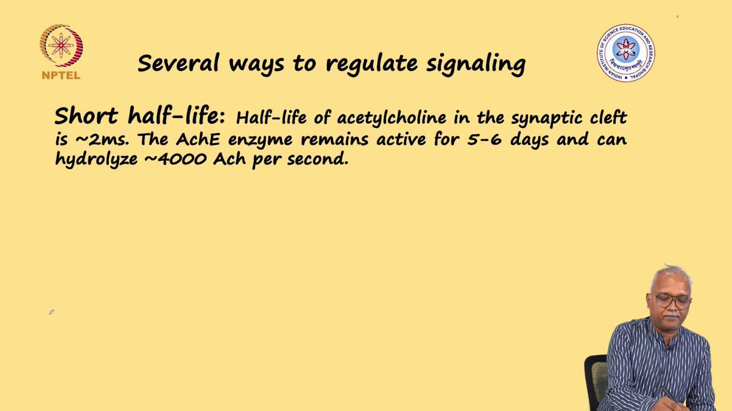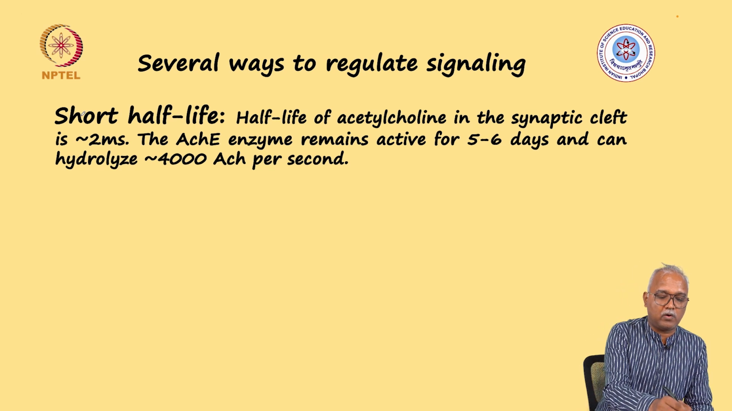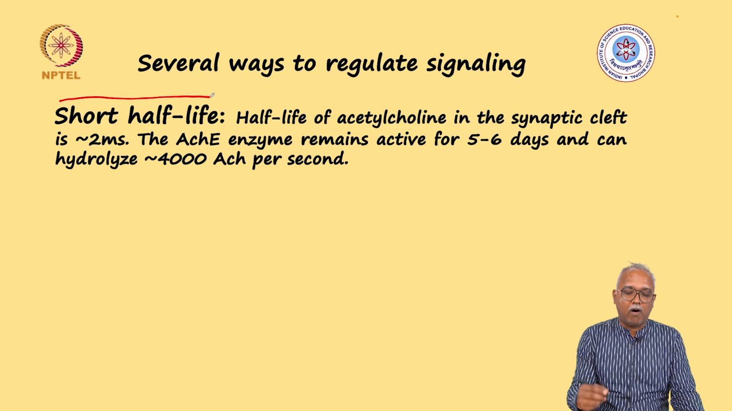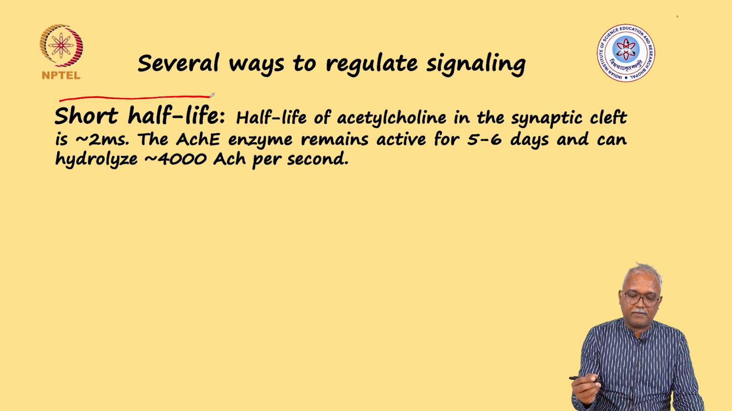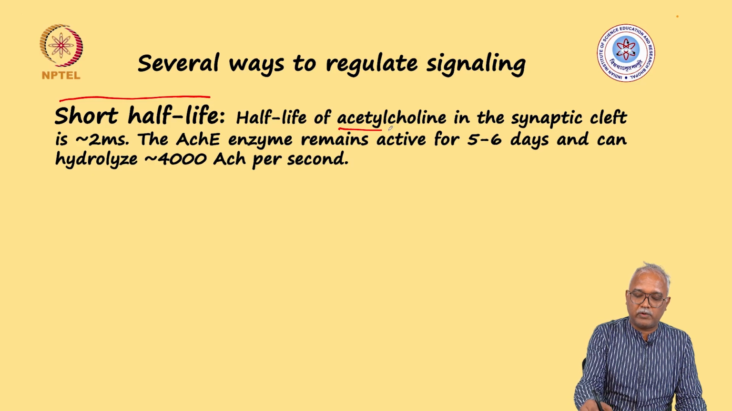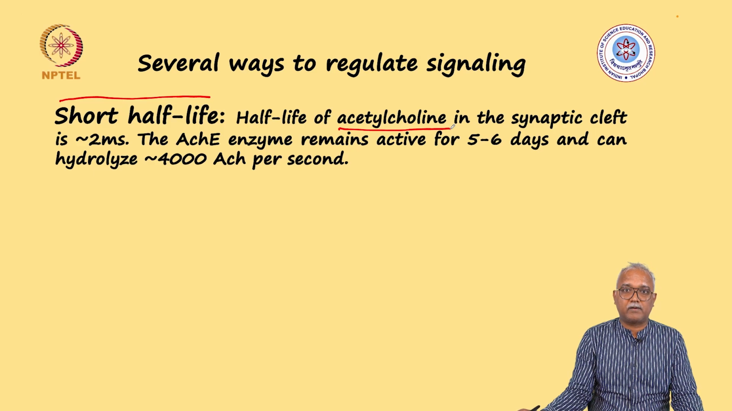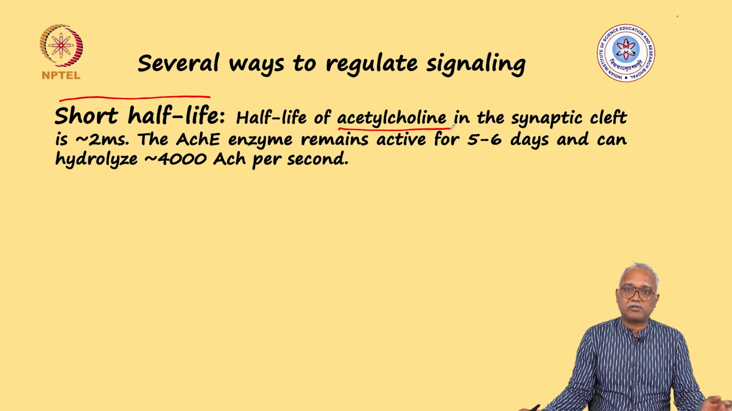So one of the simplest things we can do is to have control over the half-life of either the signal or the effector molecule or signaling molecule. Like here, for example, acetylcholine, one of the neurotransmitters we discussed in the previous class, and how it was affecting muscle contraction in skeletal muscles, how it was affecting the heart and controlling the heartbeat, as well as how it was regulating the salivation process in the salivary gland.